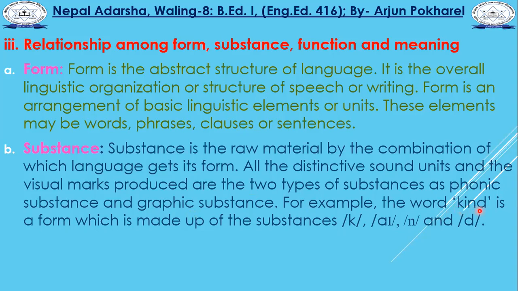K, I, N, D are organized together. That's why form is an arrangement of basic linguistic elements or units. Kind is the arrangement of basic linguistic elements, meaning these substances. When we arrange these linguistic units, for example the letters K-I-N-D together, then we get a form. That's why kind is a form, and it is made up of the substances. In this way we can say that substance is the raw material by which we can make forms.